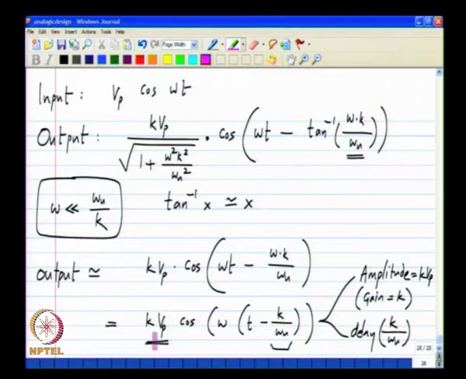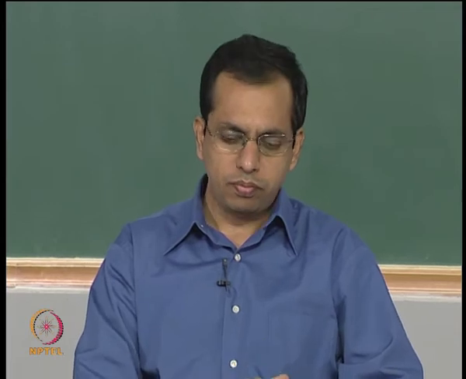When you do that, you simply see a gain of k, and you also see a delay of k by omega u. Okay. So, the sinusoid is not modified in any way, it is simply delayed. So, if you delay any signal, it will retain its shape. So, what you get for very low frequencies is almost ideal behavior. Okay.